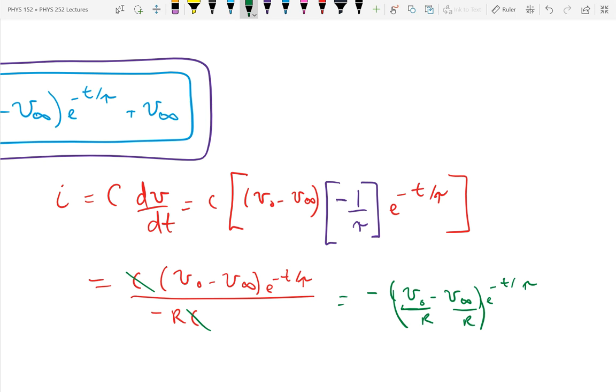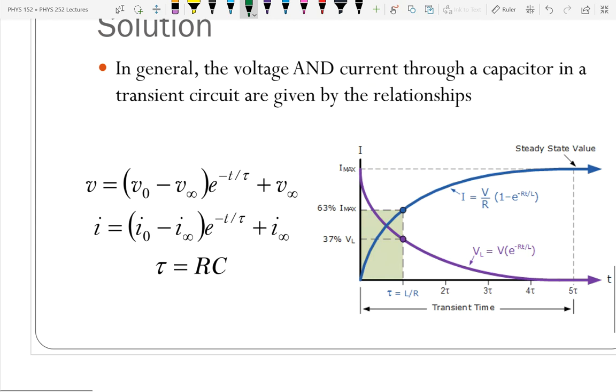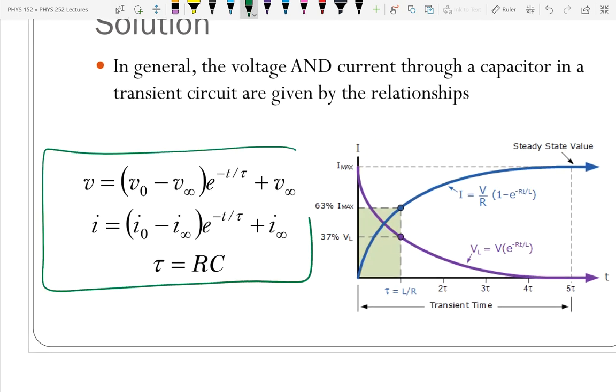So, general rules. Now that we've done everything, you can use these two equations with the definition of RC. The voltage is going to be the starting voltage minus the infinite voltage, in parentheses, e to the minus t over tau, plus the infinite voltage. The current is going to be the starting current minus the infinite current, e to the minus t over tau, plus the infinite current. They both have the same fundamental form.